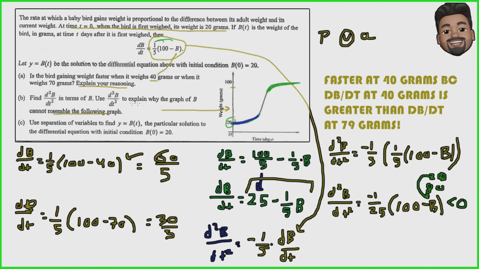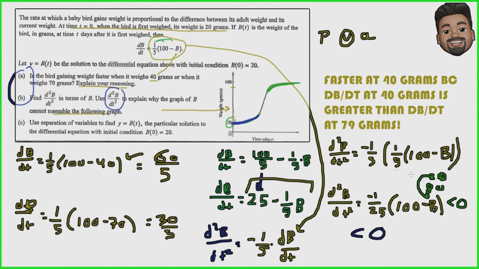So how can I use the second derivative to explain why the graph of B cannot resemble the following graph? I'll say using my second derivative, when evaluated at 20, the second derivative is less than 0 at 20 grams, which means it should be concave down. But on the graph, it is concave up. Therefore, it cannot resemble the following graph. So hopefully that makes sense. Also, you probably just heard my dog in the background yawn. But you're just using these values to disprove that it should not be concave up. That should take care of A and B for us right here.